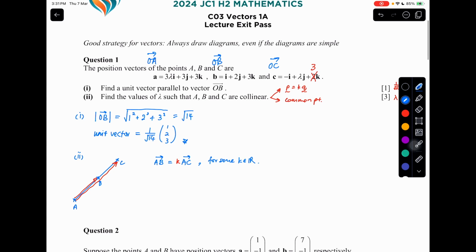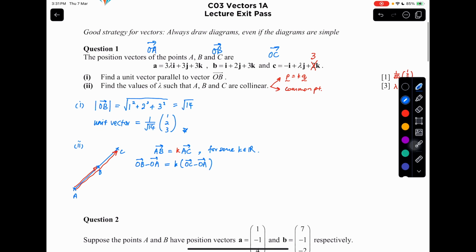Now, what is vector AB? Vector AB will be OB minus OA. Then vector AC will be OC minus OA. Then what do we have? OB would be 1, 2, 3. OA is 3 lambda, 3 and 3. K times OC minus OA. We should have done this in 2D before, it's just that now it's in 3D. So OA is again 3 lambda, 3 and 3.